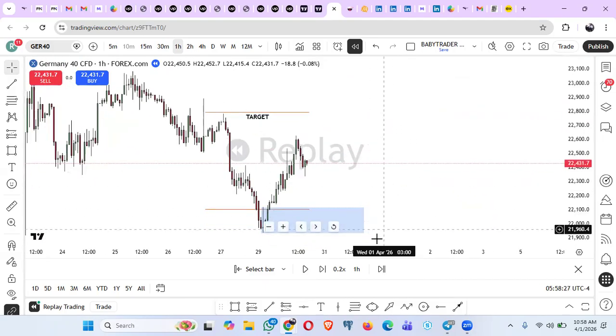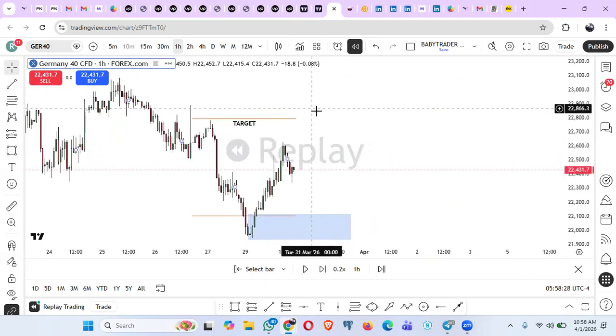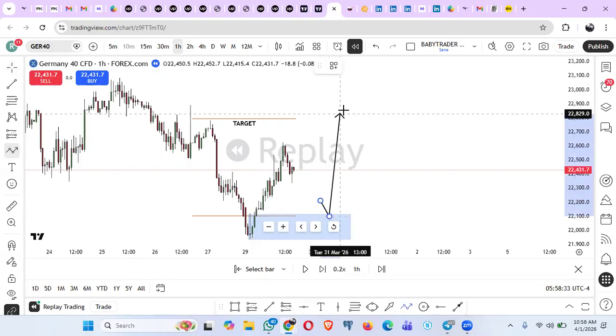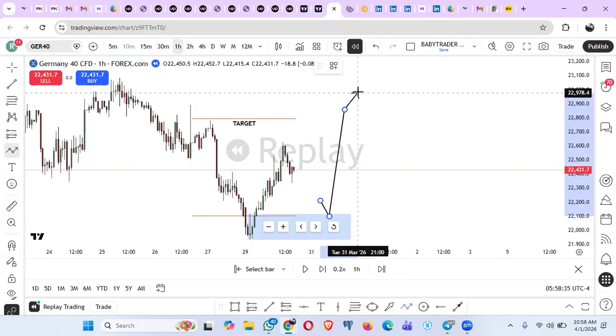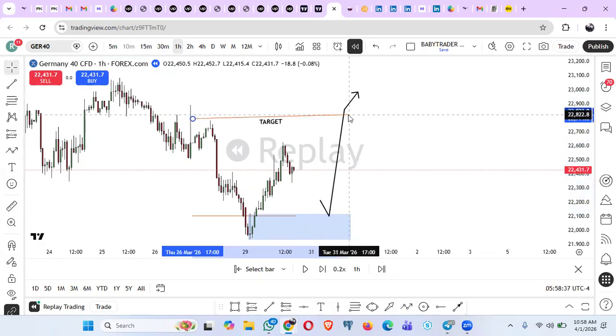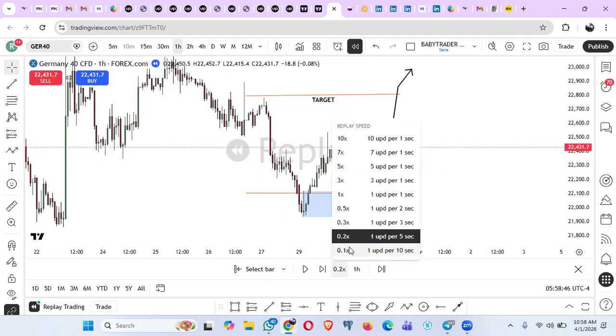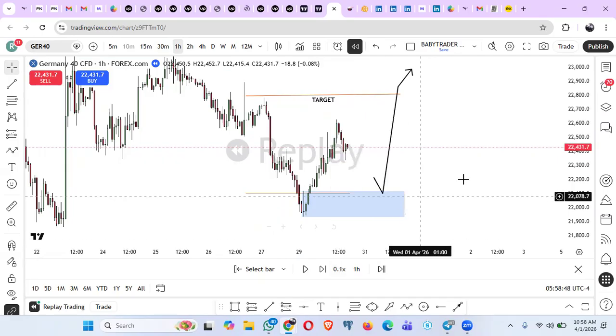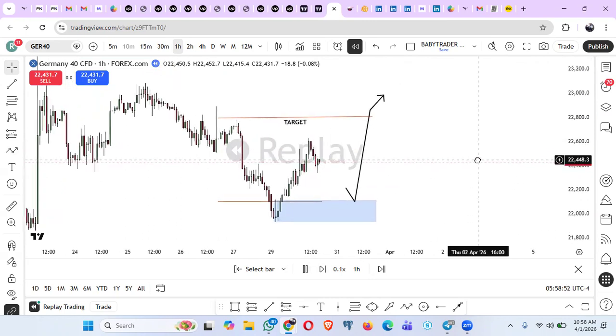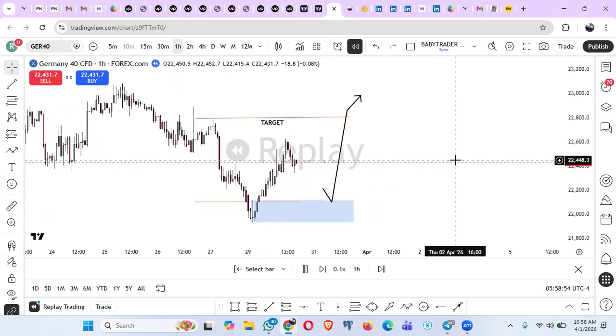So now you anticipate price will come back, tap here, and go and hit your TP, which is your target. These are not too clear. No, let's just replay price. So let's see. Okay, let's go. This is not the play as I wanted.